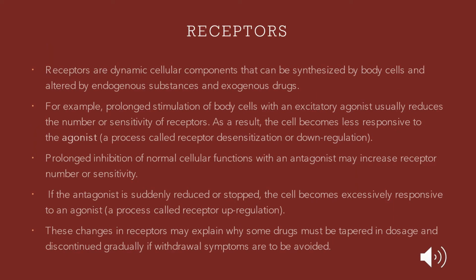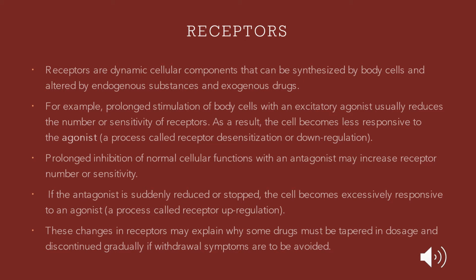Receptors are dynamic cellular components that can be synthesized by body cells and altered by endogenous substances and exogenous drugs. For example, prolonged stimulation of body cells with an excitatory agonist usually reduces the number or sensitivity of receptors. As a result, the cell becomes less responsive to the agonist. This is a process called receptor desensitization or downregulation.